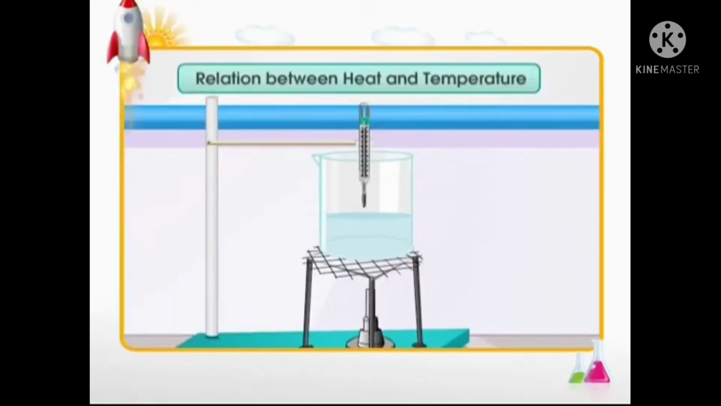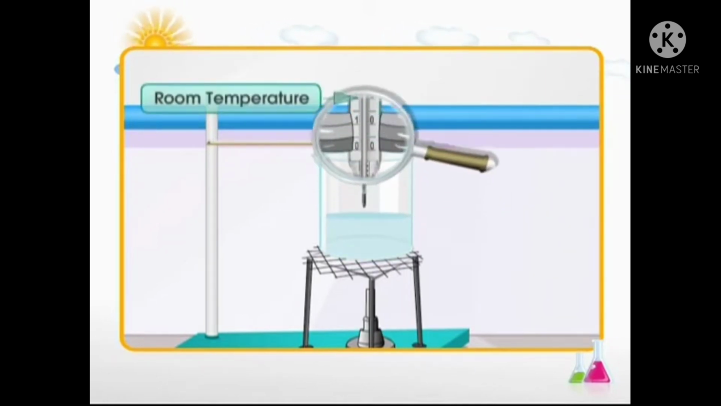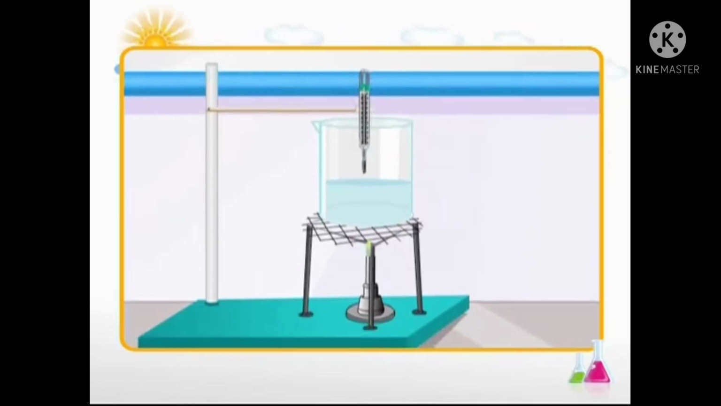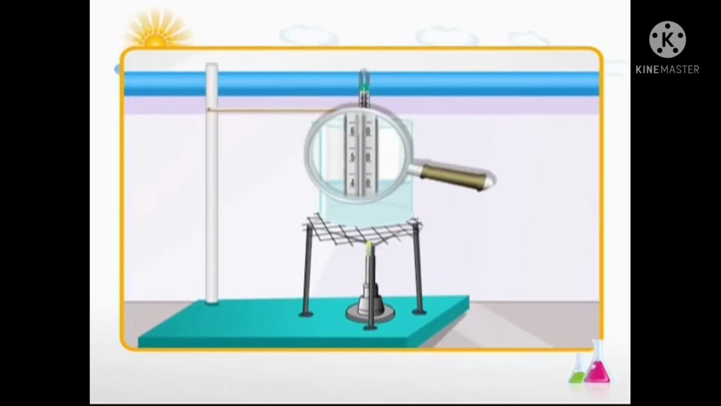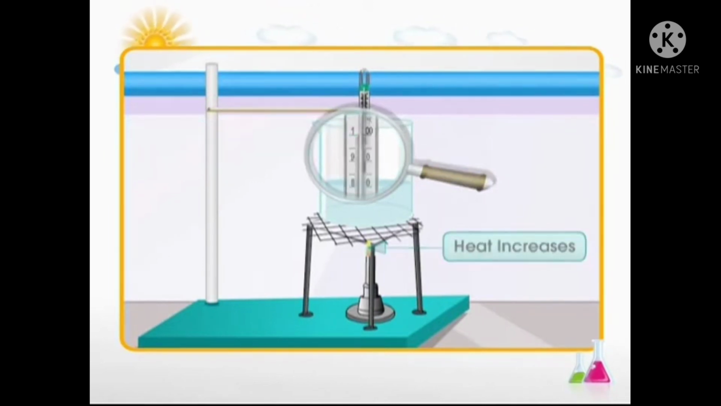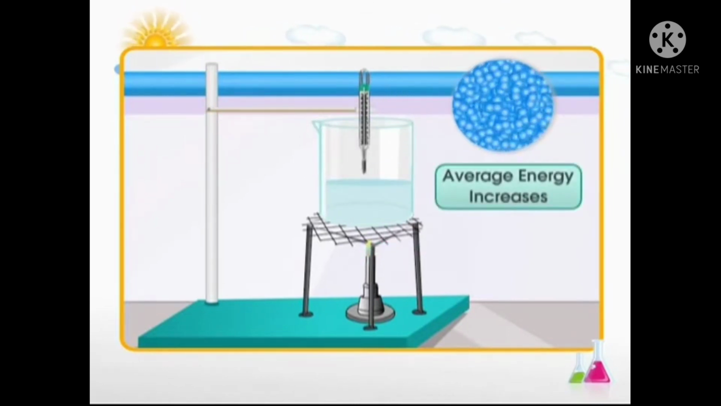You will now learn how heat and temperature are related. Consider water in a beaker at room temperature. If you heat the beaker, you can easily make out that there is a rise in the temperature of the water. This indicates that as heat increases, temperature also increases. All you can say is that the average energy due to the motion of the molecules also increases.